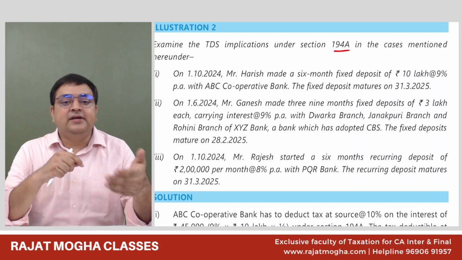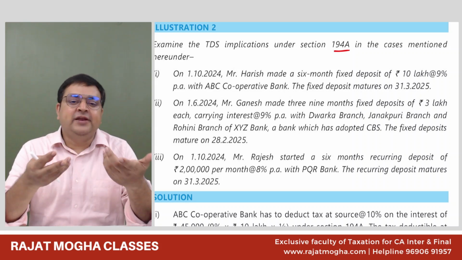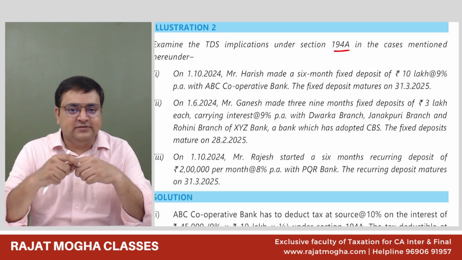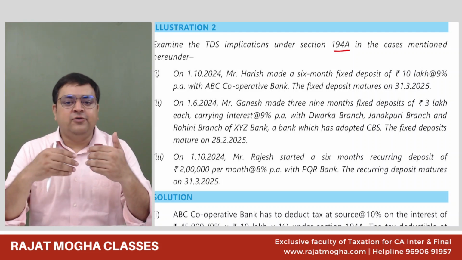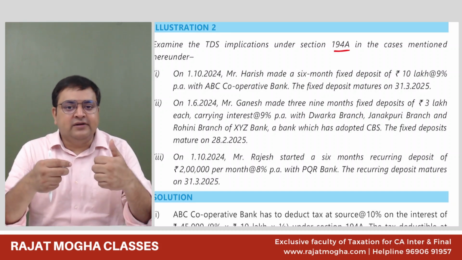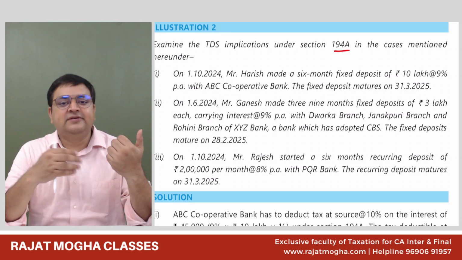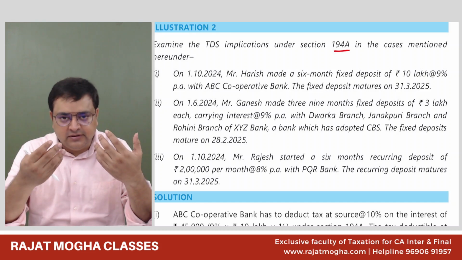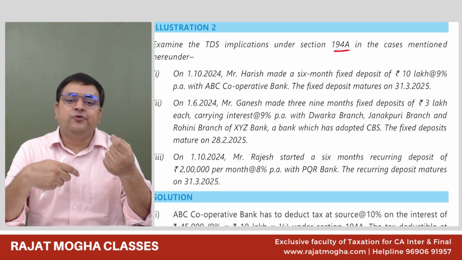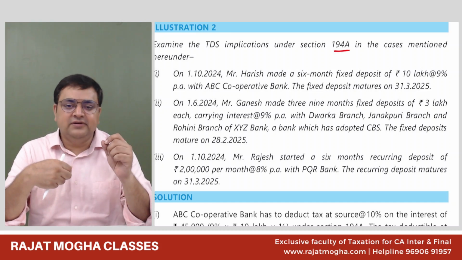But if you are getting other interest, not on securities, other than securities. So any interest which is other than securities, let's say you have deposited money in a bank. The bank is giving you interest. The bank has not issued you any securities. They have just taken your money, deposited your money, and they are paying you interest. So that is 194A, quite an important section for examination.